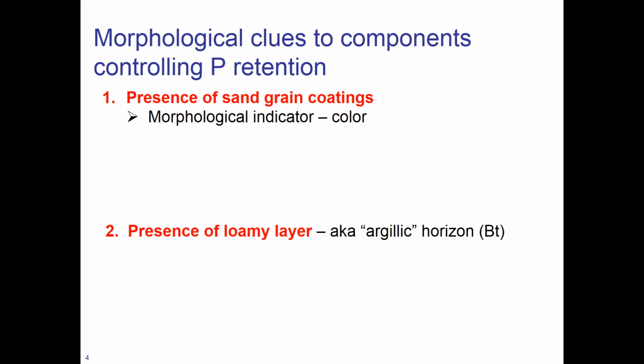The main morphological indicator for the presence of coatings is color. Coatings tend to impart brownish, brighter colors to the soil, whereas clean grains tend to impart white to light gray colors.